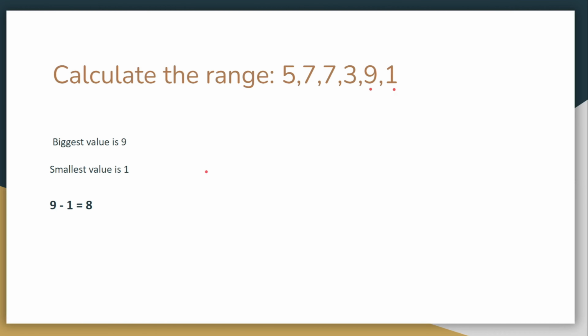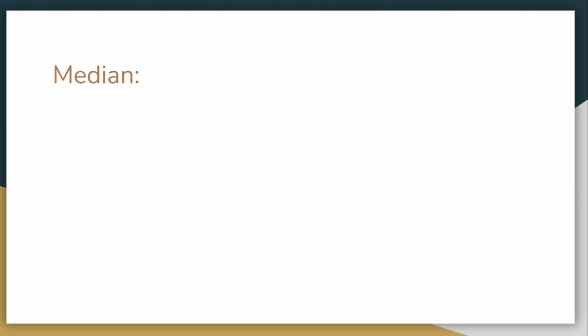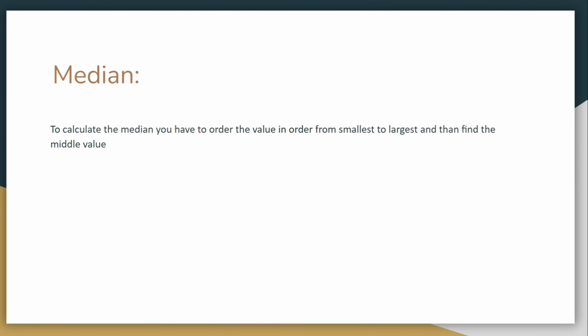Now I'm going to look at, personally, the hardest average to calculate because it requires a lot of work. It's the median. To calculate the median, we need to order the values from smallest to largest and then find the middle value. So to do this, we have an example here. It's 2, 4, 6, 5, 4, 4, 3. In this sequence, we're going to order it from smallest to largest. We get 2, 3, 4, 4, 4, 5, 6.